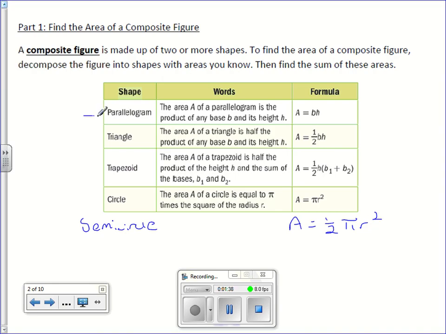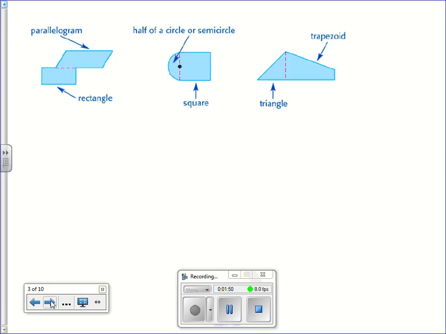And I also want to make a note, in parallelogram, this also refers to rectangles. Rectangles are parallelograms. So here's an example of a parallelogram and a rectangle. Half of a circle is a semicircle, so here's a semicircle and a square. And here's a triangle and a trapezoid.